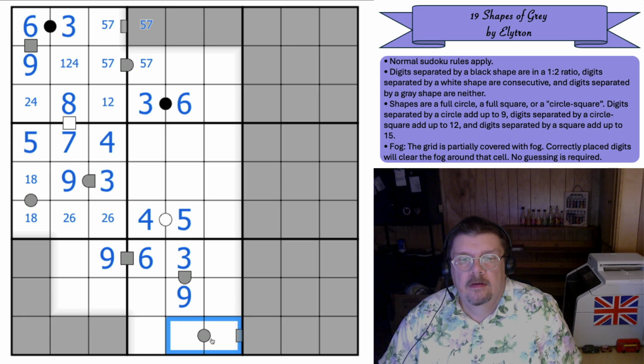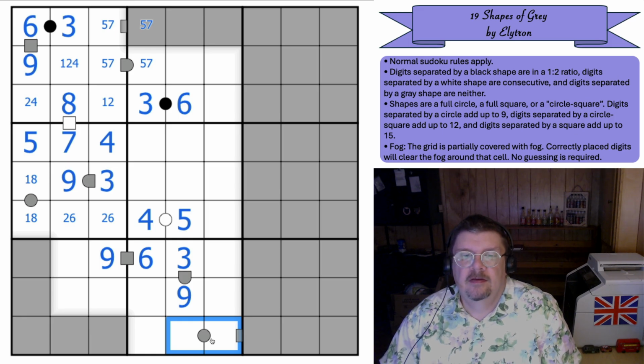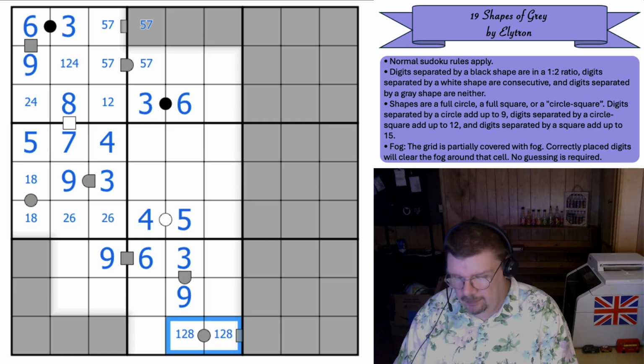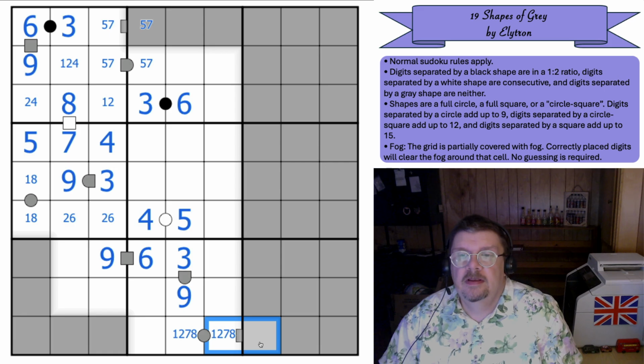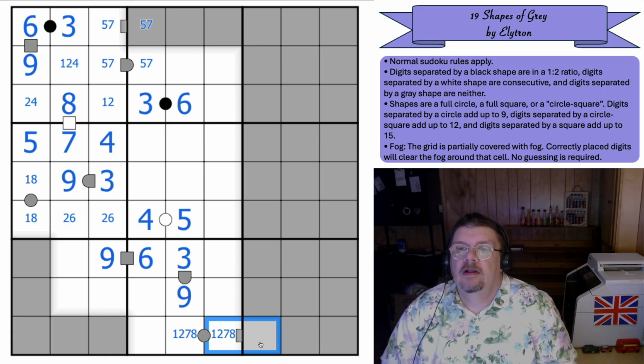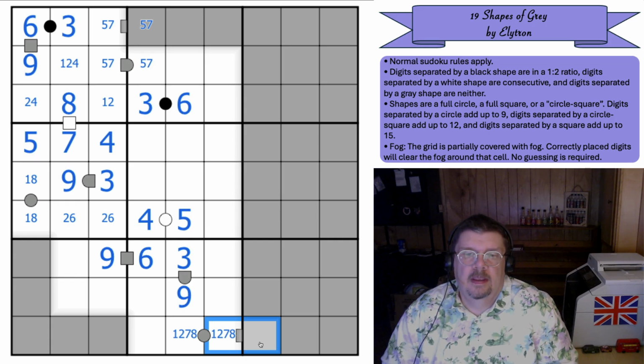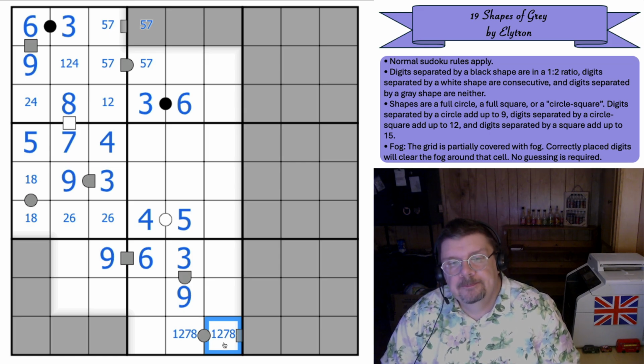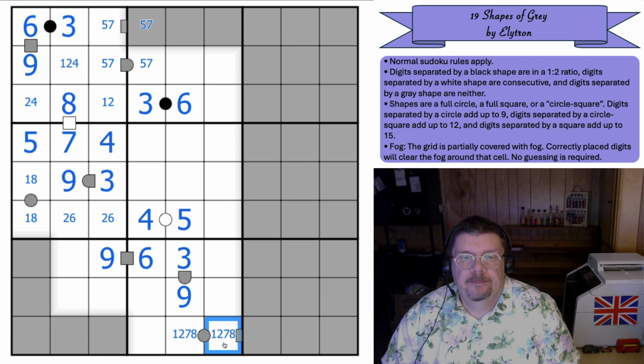All right. We have a circle which adds up to 9 but cannot be consecutive. So it could be 1, 8, it could be 2, 7, but it can't be 3, 6 because they're already used, and it can't be 4, 5. So that's 1, 8 or 2, 7. These two are adding up to 12 or 15. If it were 15, it would have to be 7, 8 because of what our candidates are here, but 7, 8 can't go on grey. So they are adding up to 12.